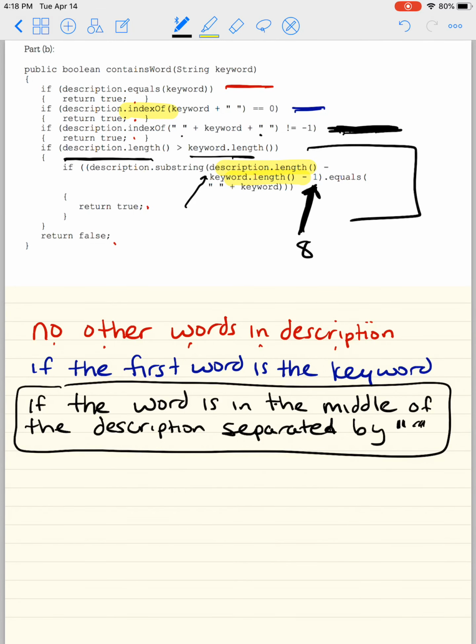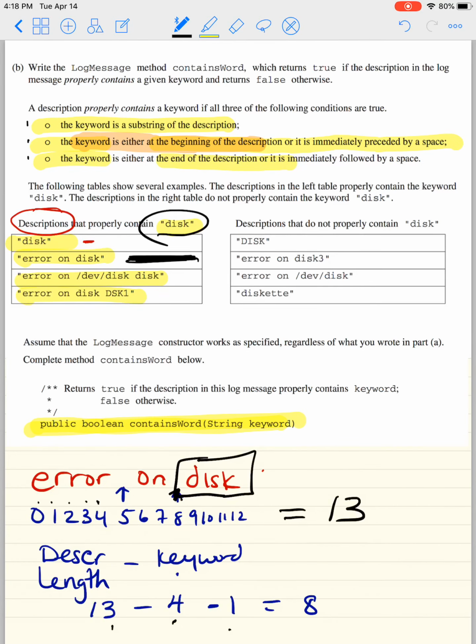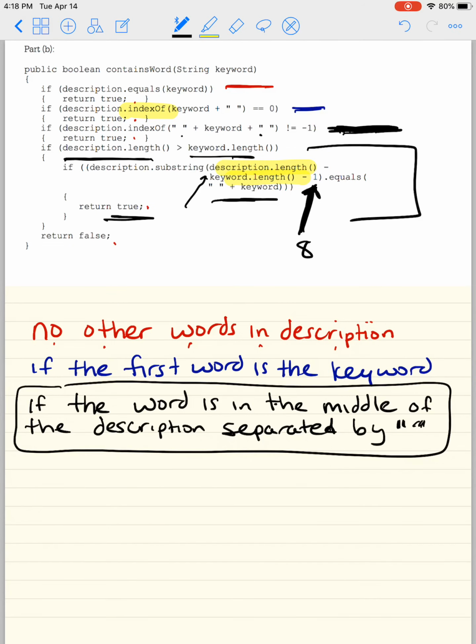Now it says if that equals a space and disk, return true, because that means the keyword we're looking for, disk, is there. And that's what they mean by the keyword is either at the end of the description or followed by a space. So this one was a bit tricky on how to get that. You had to take the length of the description minus the keyword minus 1, so you could chop that off using a substring. Otherwise, at the very, very end, return false. So that's part B. I hope that was good.